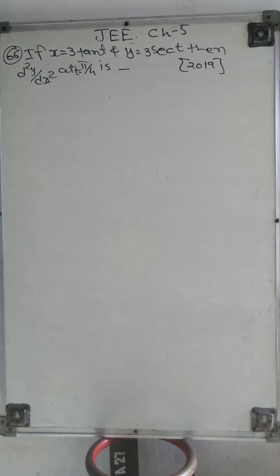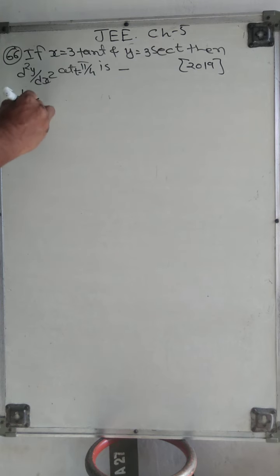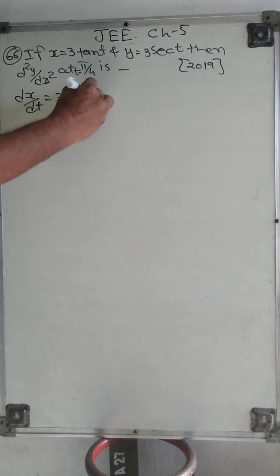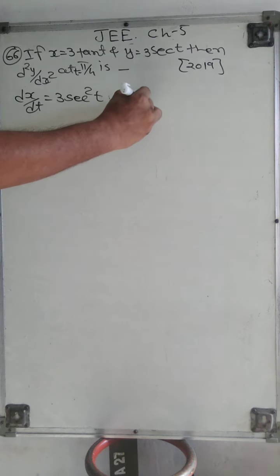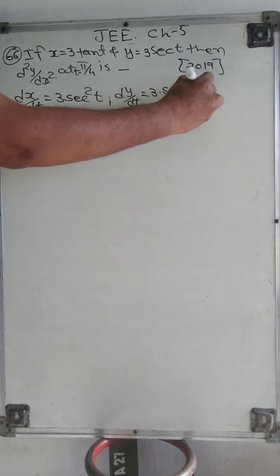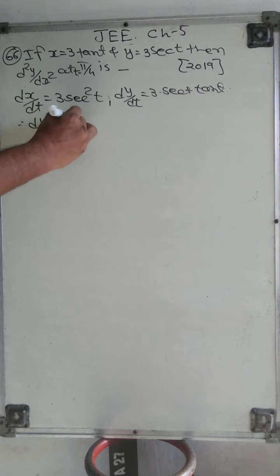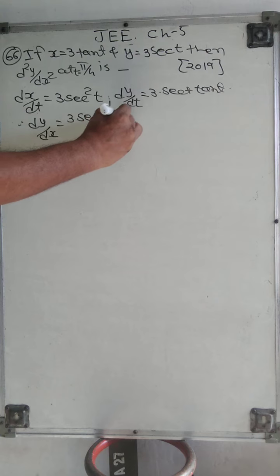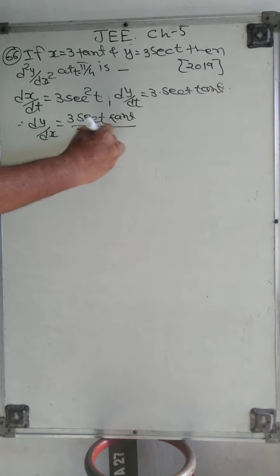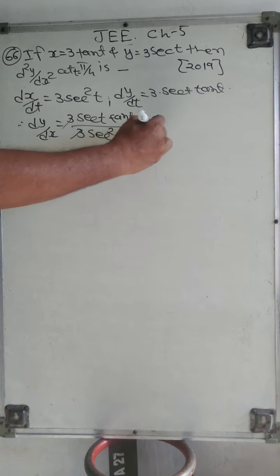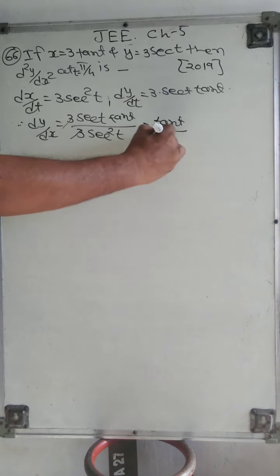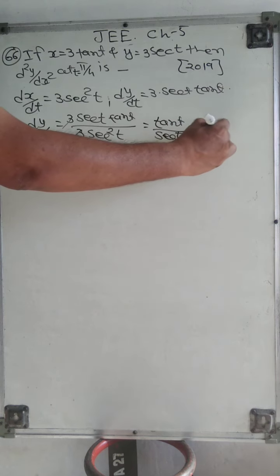66. If x equal to 3 tan t and y is equal to 3 sec t, then d square y upon dx square at t equal to pi by 4 is dash. 2019 question is there. So here dx upon dt is equal to 3 sec square t and dy upon dt is equal to 3 sec t into tan t. Right? Therefore dy upon dx is equal to 3 sec t into tan t upon 3 sec square t. Now 3 are removed, 1 sec is there, tan t upon sec t. So it is sin t.